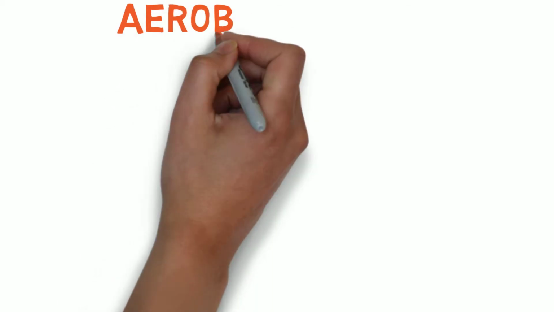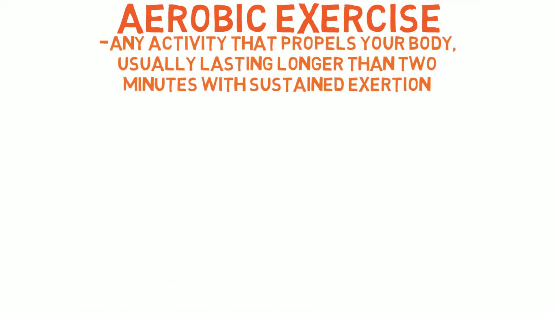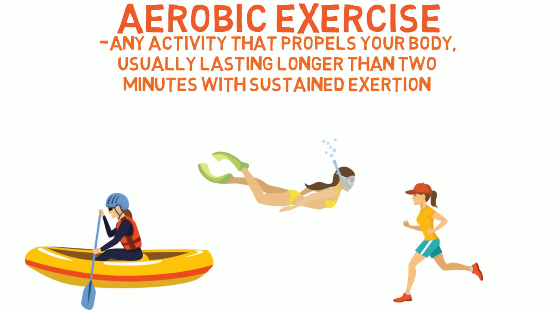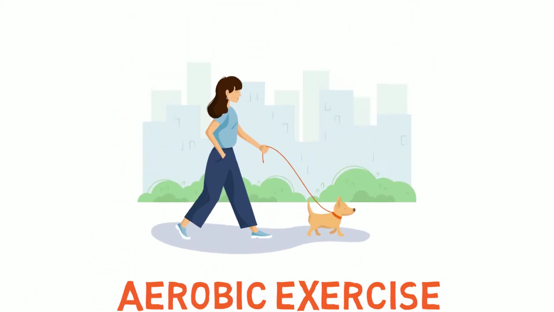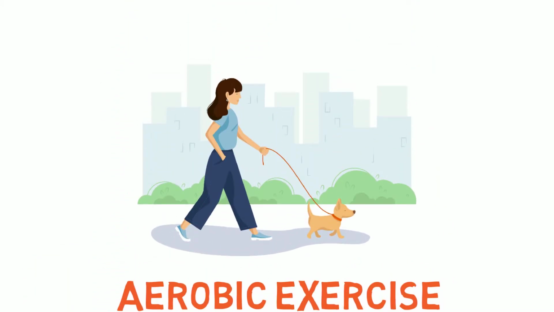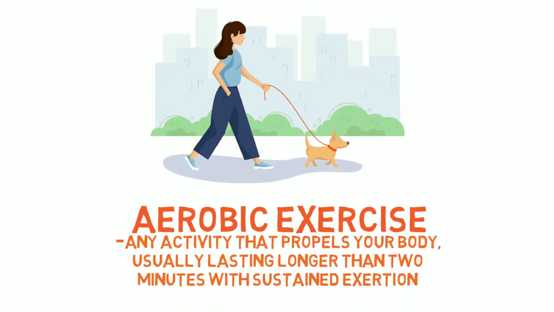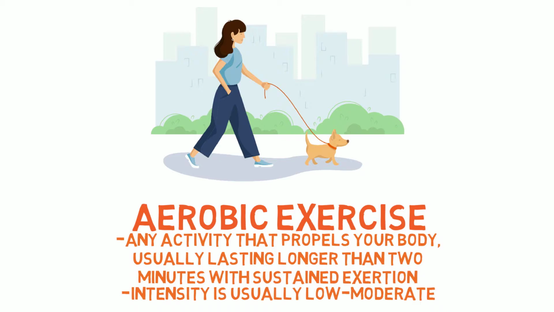To begin, let's talk about aerobic exercise. Aerobic exercise is any activity that propels our body, usually lasting longer than 2 minutes with sustained exertion. So, activities like swimming, rowing, or jogging. Endurance activities, essentially. Although walking isn't exactly an activity you would think of when you hear the word endurance, it's also an aerobic activity. The intensity here is usually low to moderate.